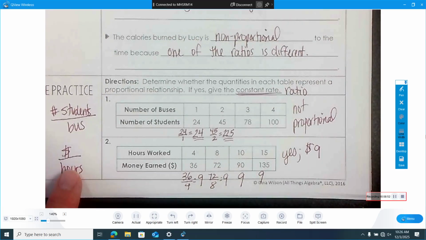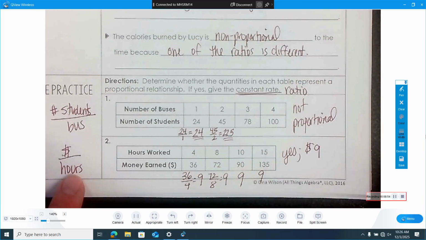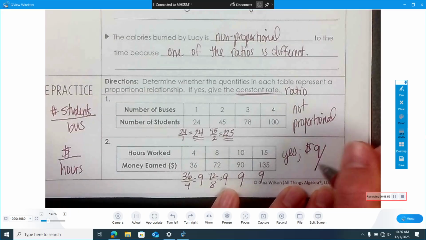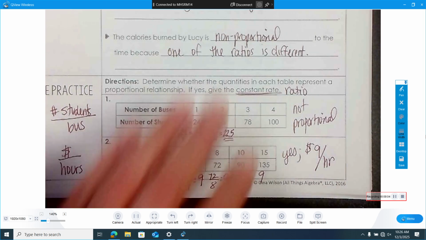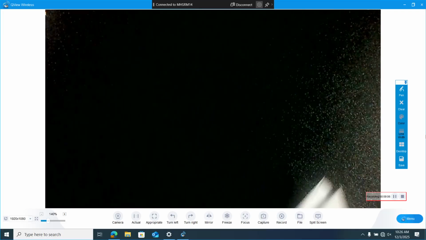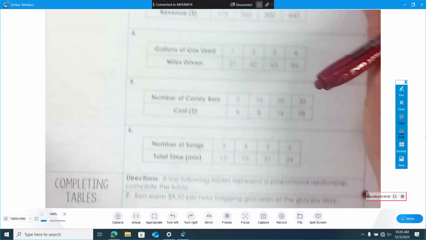Lovely. Yes. So this is why I'm writing this over here. It's going to help us figure out how we write this ratio because units are very important. $9 per hour. Very good. All right. Why don't you turn the page? And let's look at number 5 and 6.